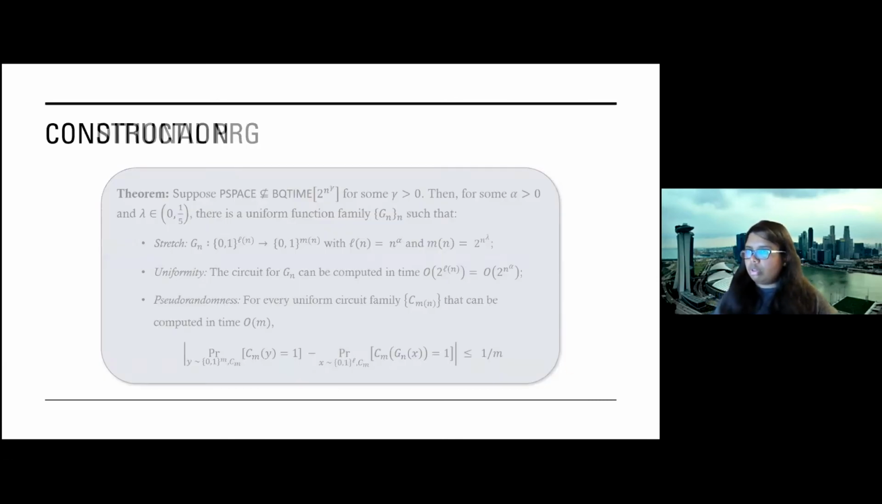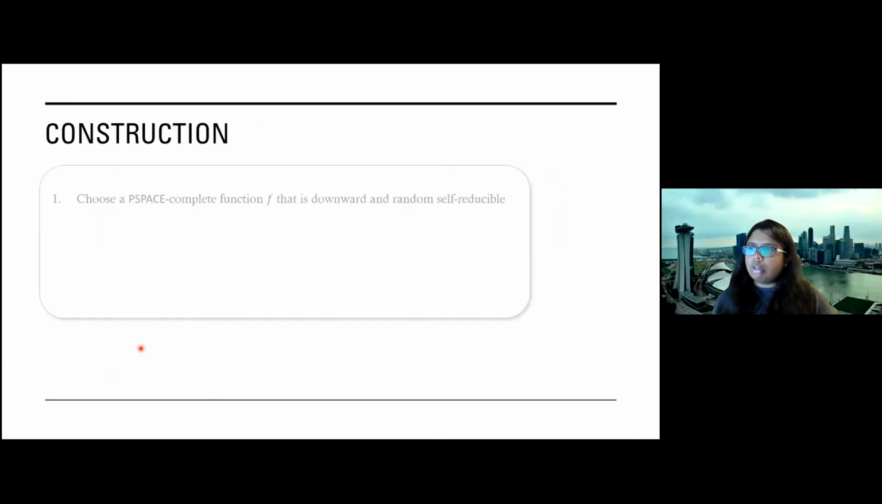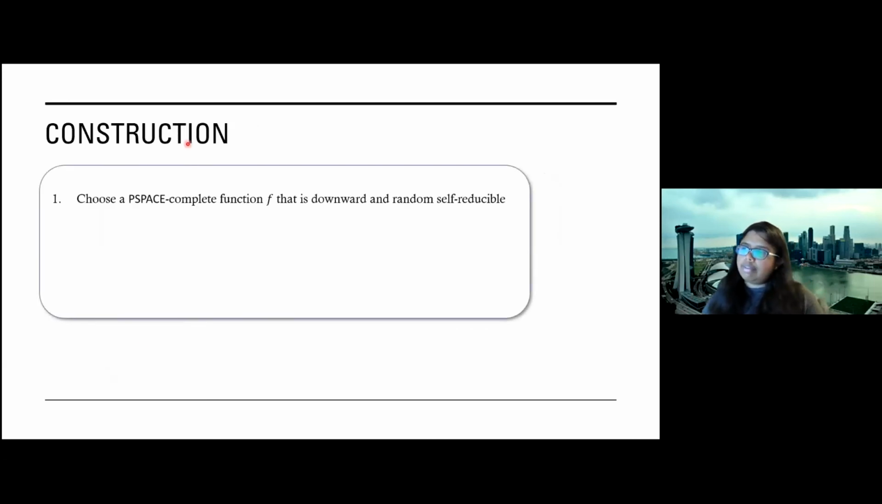So how does this actually work? The first thing is I have to choose a PSPACE-complete function that satisfies certain conditions, which is downward and random self-reducible. So we want a PRG that is somehow secure against uniform computations. Think of self-reducibility as being a way to get rid of any non-uniformity in the construction, and make sure that everything can be constructed in a uniform fashion.